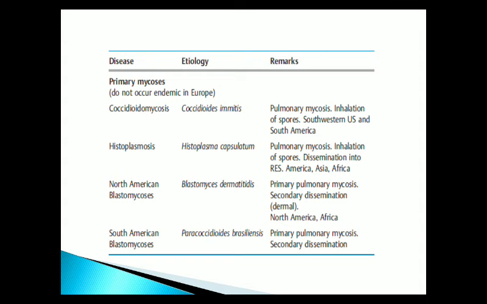So these are some examples of primary mycosis, caused by Coccidioides immitis. The disease name is coccidioidomycosis, and it is due to inhalation of spores and it causes pulmonary infection. See, it's written also where mostly it can be seen. Some other examples are also present in this slide. You can clearly see this. Let's move on to the next slide.